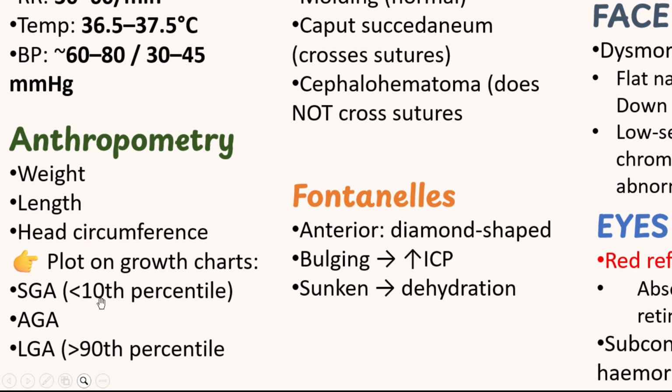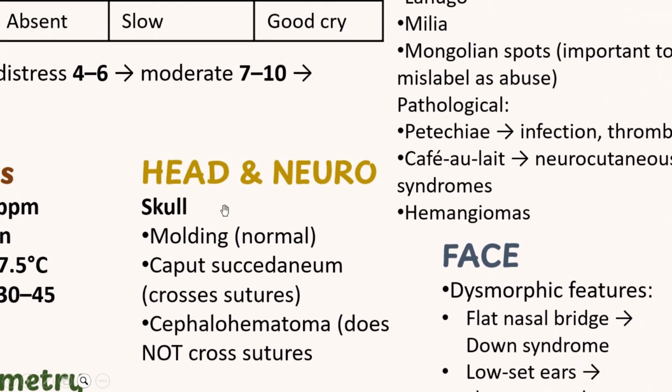If their weight is less than the 10th percentile, we can have things like large for gestation age or average for gestation age. So if they are greater than the 90th percentile of children, then you have a large for gestation age baby. Especially you look out for these in mothers with diabetes.